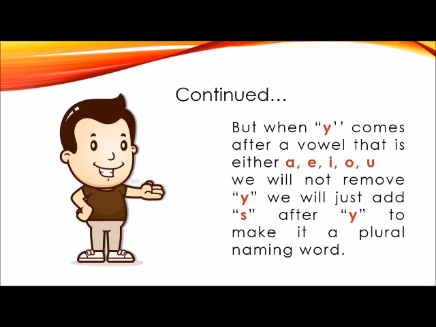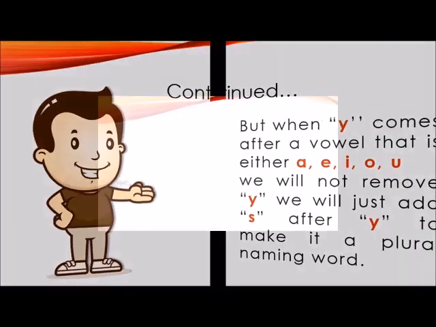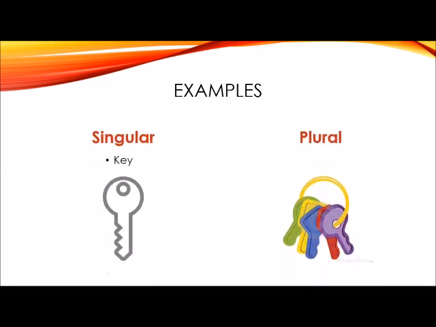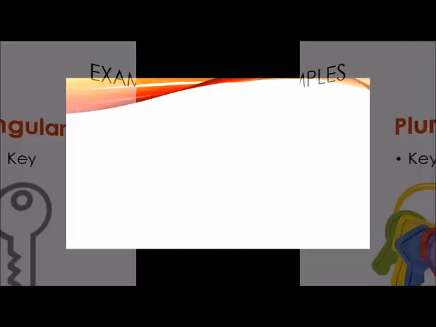Good job. But when Y comes after a vowel, that is either A, E, I, O or U, we will not remove Y. We will just add S after Y to make it a plural naming word. Key. Here we have another naming word ending in Y. But there is a vowel E before Y. We will add S at the end and it becomes keys.